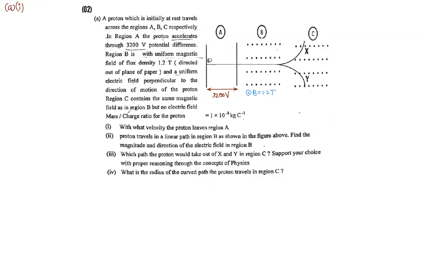How are we going to do it? Mass over charge ratio for proton is given. And how are we going to find it, people? Okay, the proton is starting here at rest, remember? So initial speed is 0. And it's accelerating. Therefore, when it comes here, the proton will have a velocity v.